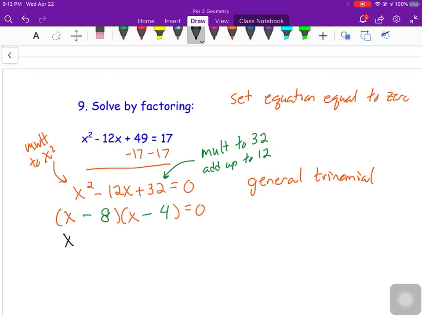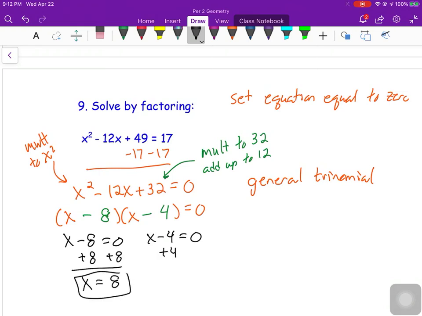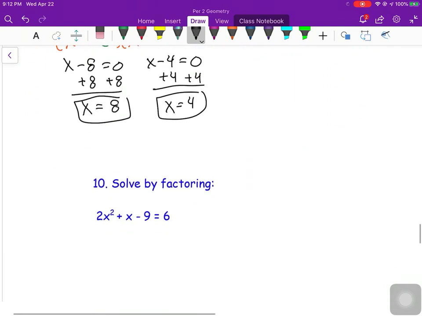To finish solving, we have to set each of those factors equal to 0. We'll add 8. We end up with x equals 8. We'll add 4. We end up with x equals 4. Let's do another one, solving by factoring.